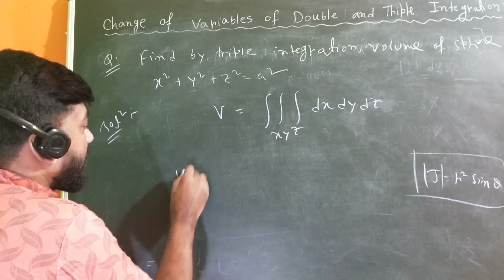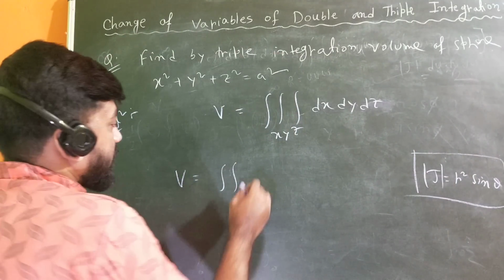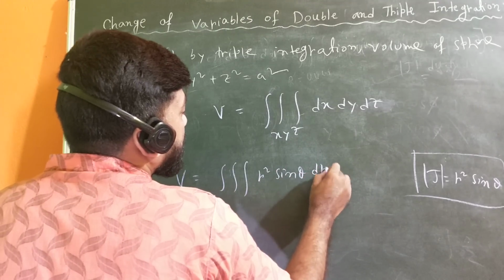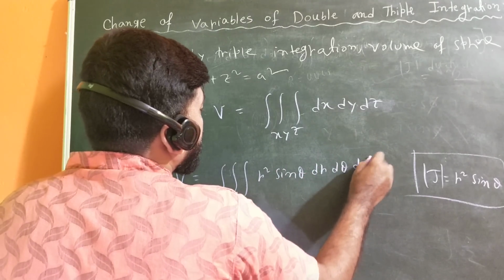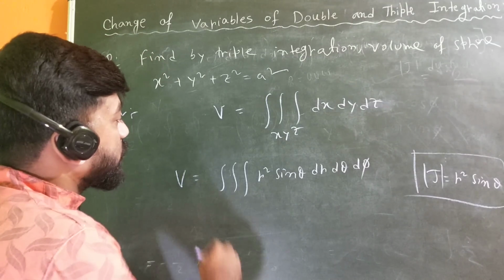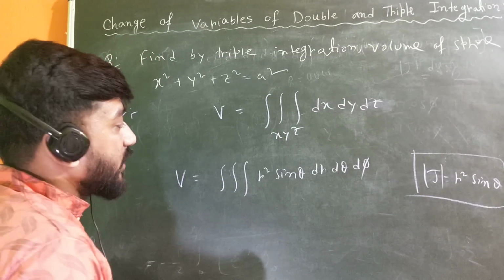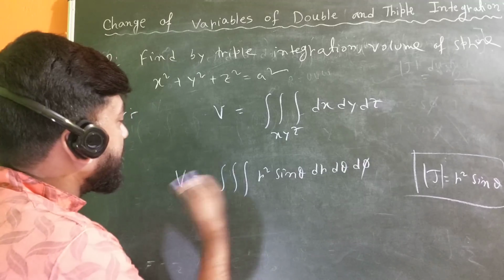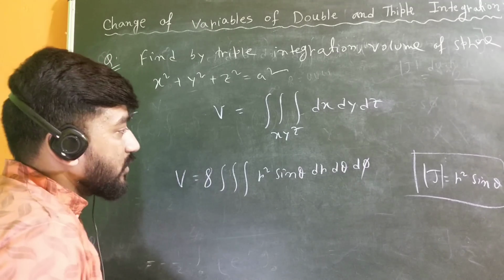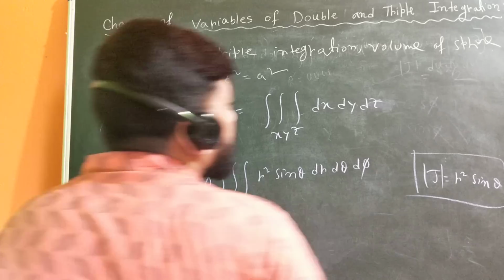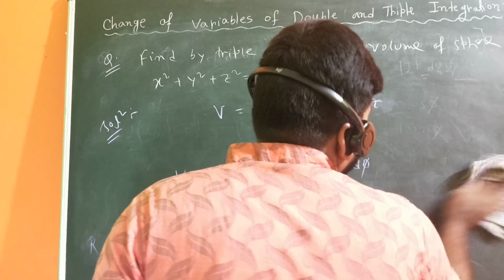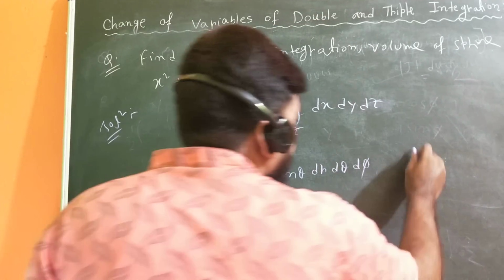So you will get V is equal to the integration of r square sin theta dr d theta d phi. And what we have to do is solve this integration on the first octant, and then multiply it by 8, so that you will get the volume of the sphere. So we have to solve this integration on the first octant. Okay, so let me draw the figure so that you can understand very easily.